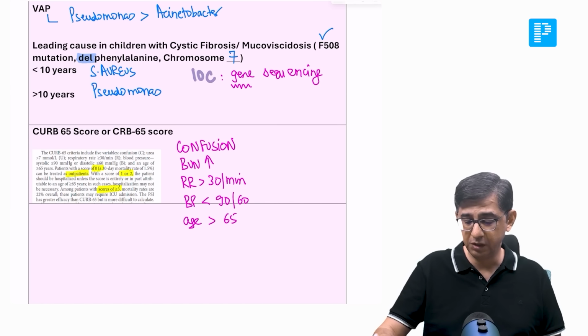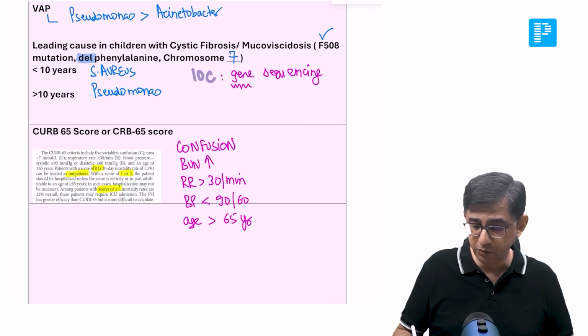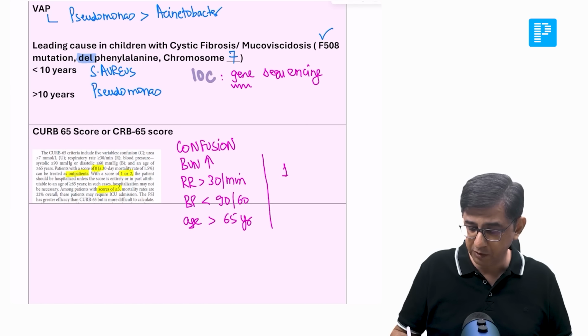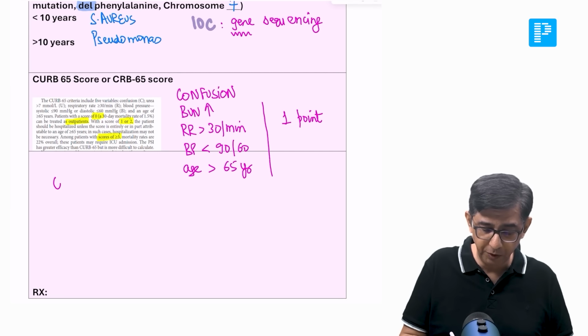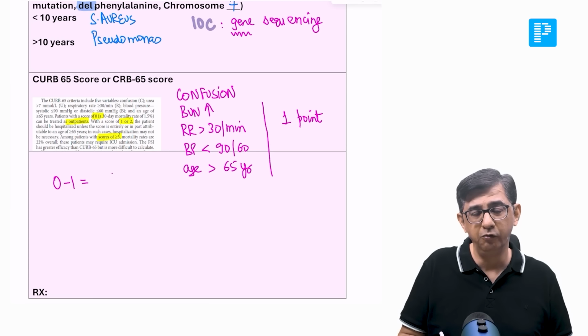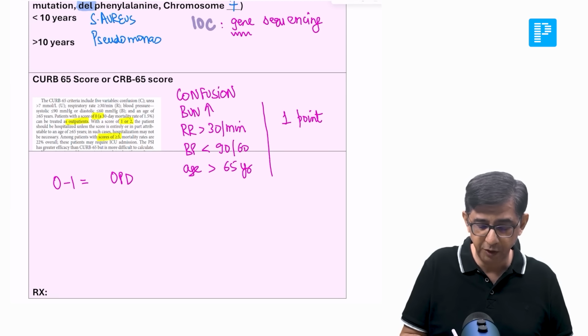For each one of these parameters, guys, I'll be giving 1 point to the patient. Now the interpretation goes like this: if the score of the patient is between 0 to 1, we will be giving OPD basis treatment for the patient.